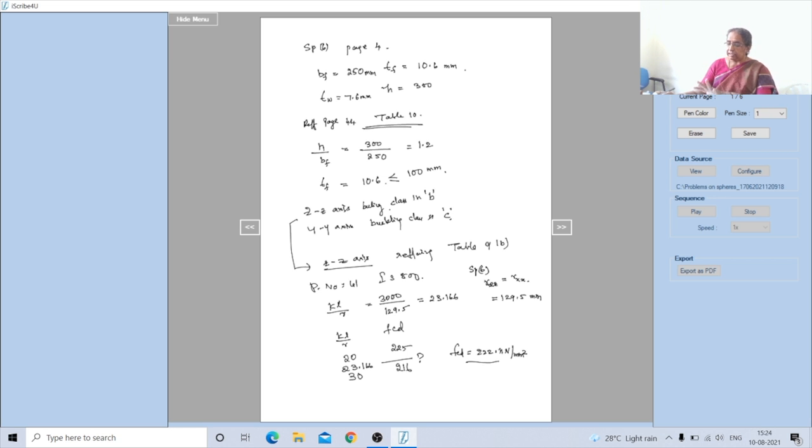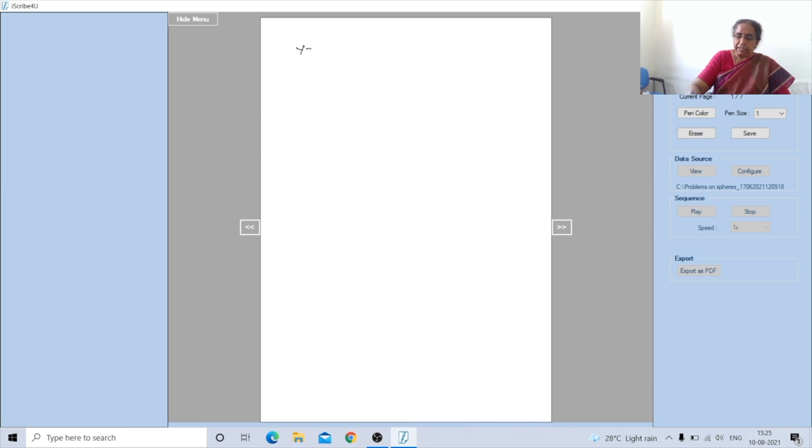So this is one along the Z axis, this is the allowable compressive stress. We have to find it for both axes. Here the ZZ axis is there, the YY axis is also there. Now we find what our FCD is in the YY axis. We'll calculate the FCD value along the YY axis. Consider the YY axis. The buckling class is C.